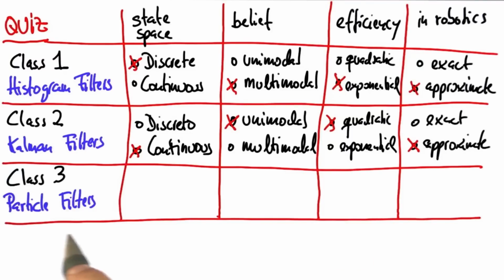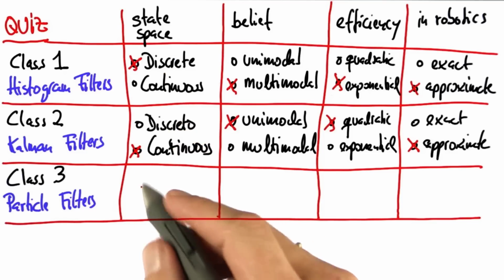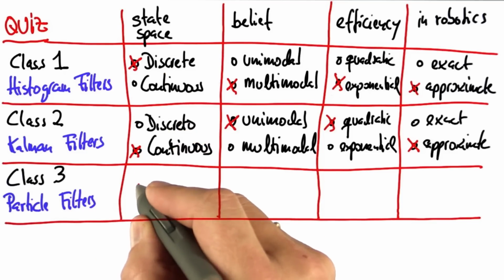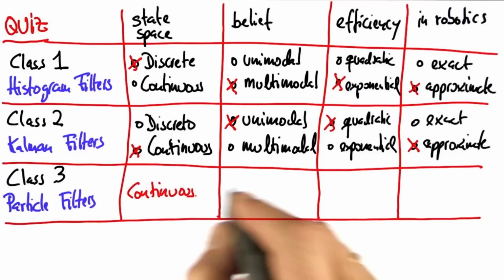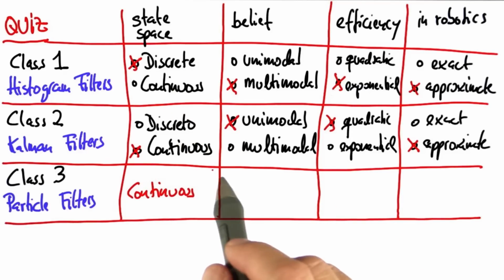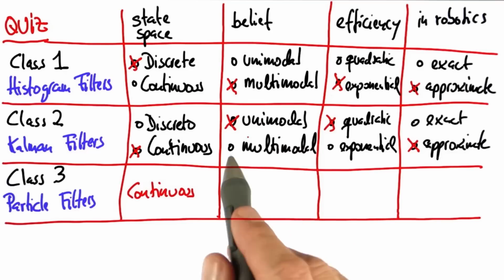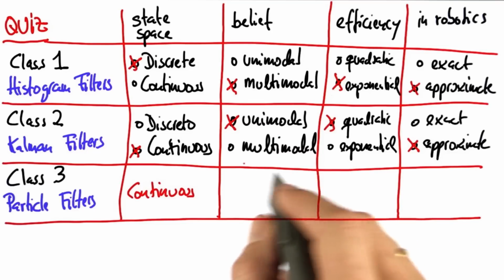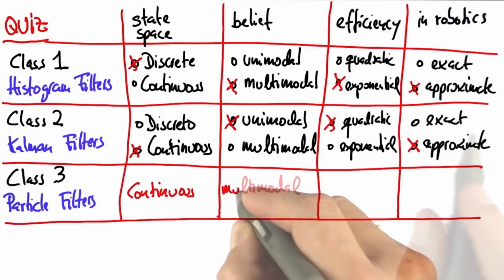Now let's look into particle filters, the subject of today's class. And it's really interesting to see the answers for particle filters. First, the state space for particle filters is usually continuous. So we can deal with the more interesting version of state spaces. But we're not confined to unimodal distributions. We can actually represent arbitrarily multimodal distributions.